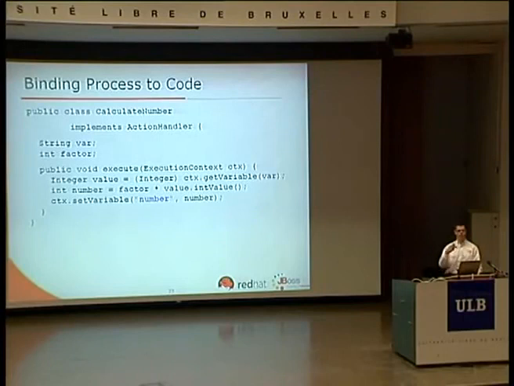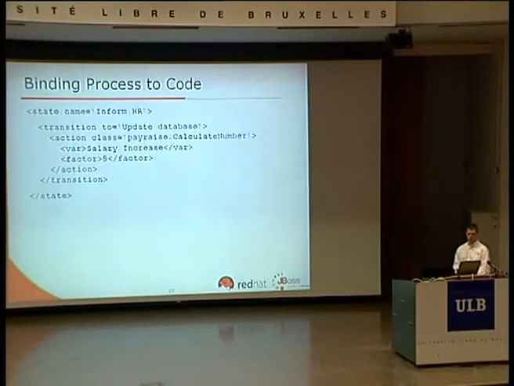So now when you're building your process, you specify a transition. You can reference the Java class, and optionally you can inject values into the member fields, just by specifying them like this, so that you can reuse the same implementation in different situations.